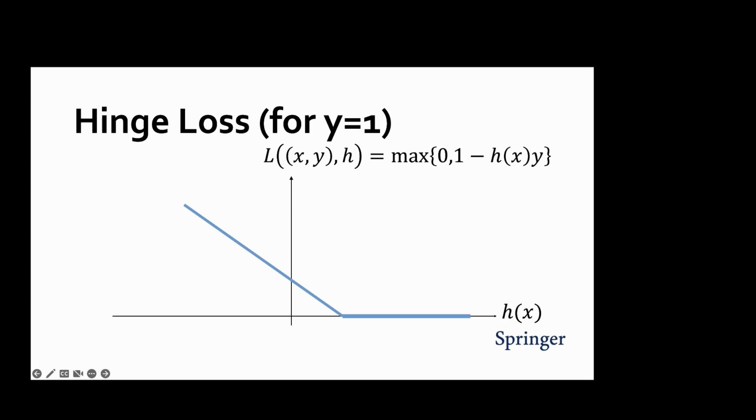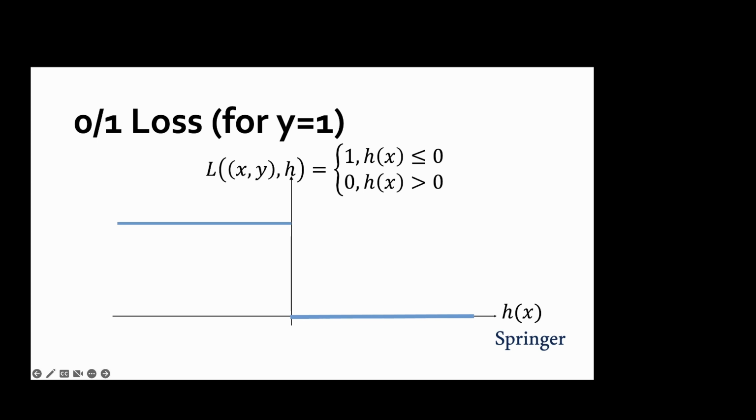Another widely used loss function for binary classification is the hinge loss. Note that, like the logistic loss, it is a convex function of the hypothesis value. However, in contrast to the logistic loss, the hinge loss is not differentiable everywhere.